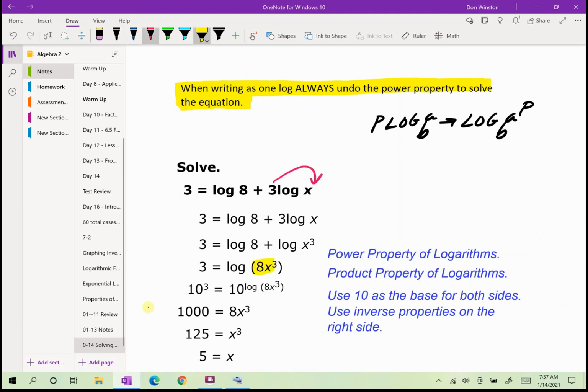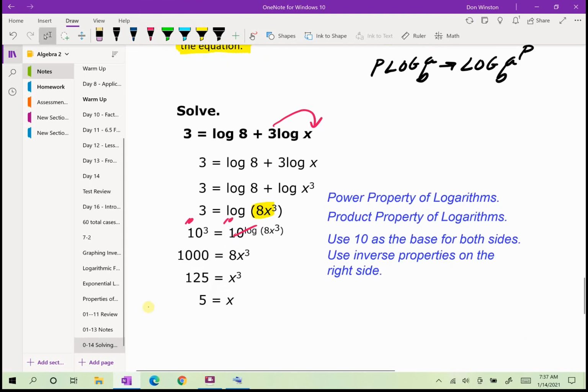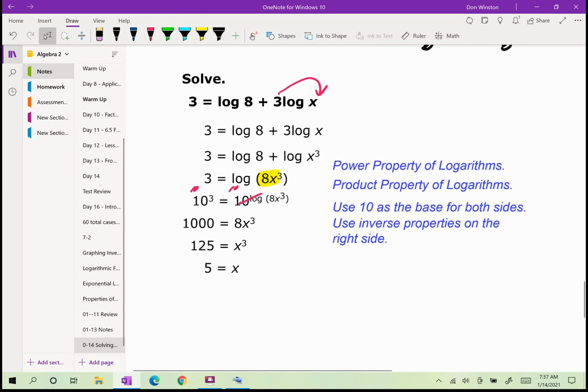Now I'm working with base 10, so the inverse of log base 10 is 10 raised to that. So 10 raised to the third equals 10 raised to log base 10 of 8x cubed. That cancels out. And now I have 1,000 equals 8x cubed. Divided by 8, I get 125 is equal to x cubed, and the cube root of 125 is 5, or 125 raised to the 1/3. The cube root of 125 is 5.